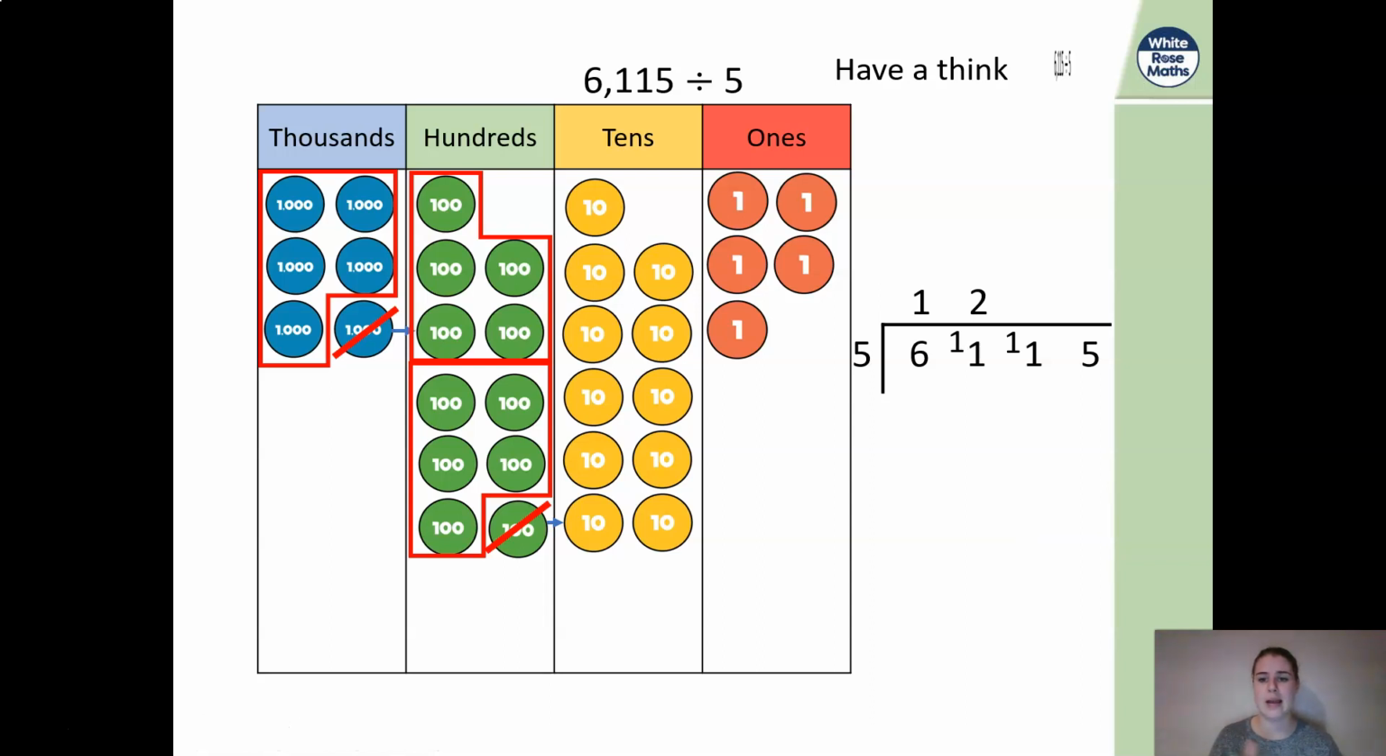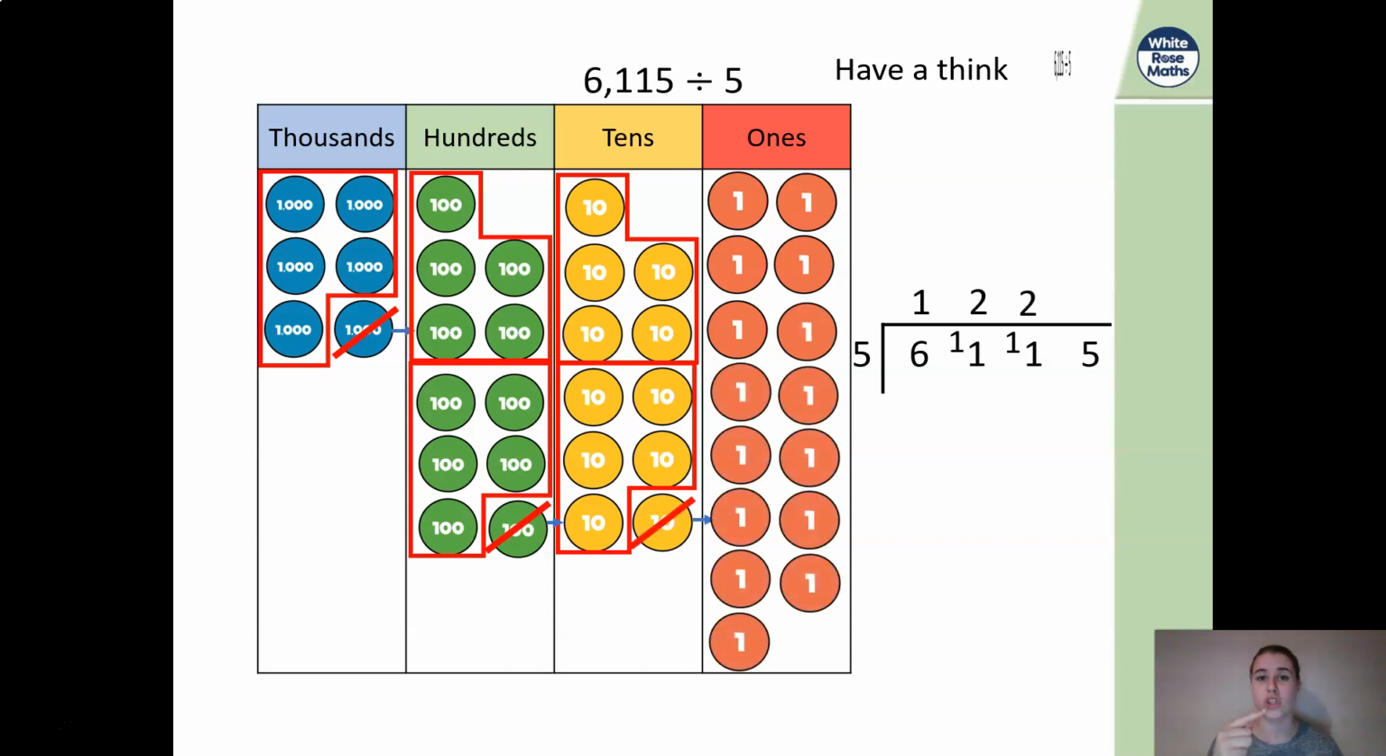Same rule applies again. How many 5s are in 11? Well, I know there's 2. But obviously I've got that extra 10 at the bottom, which I'm going to exchange. I'm going to show that exchange by carrying that 1 across. Okay, and now my new number here is 15. So how many 5s are in 15? Well, we know that there are exactly 3 5s in 15. So my answer is 1,225. So well done if you got that one correct, because that was slightly more difficult having to carry those numbers.